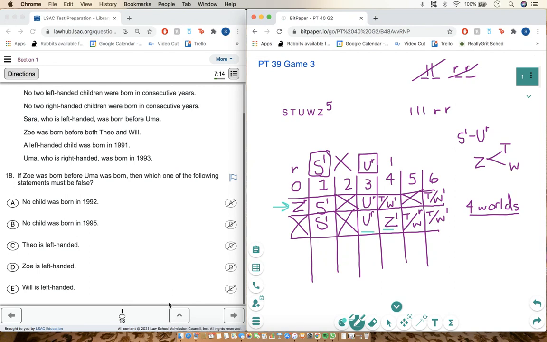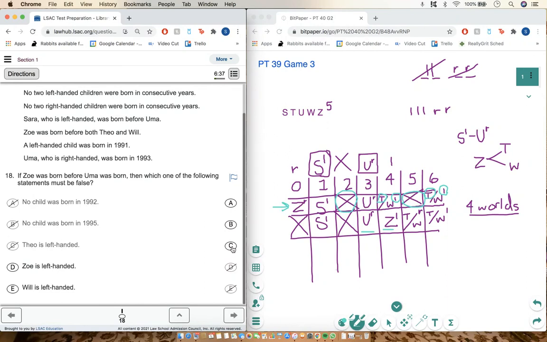So is it a must be false thing that no child was born in 92? No, that's a must be true thing, right? We know for sure that no child was born in 1992, so we can cross that out. No child was born in 1995. We know for sure that has to be true, right? That's not a must be false thing. Theo is left-handed, right? Because no matter whether you put Theo in 1994 or 1996, Theo has to be left-handed in both of those. So that's also not something that must be false.